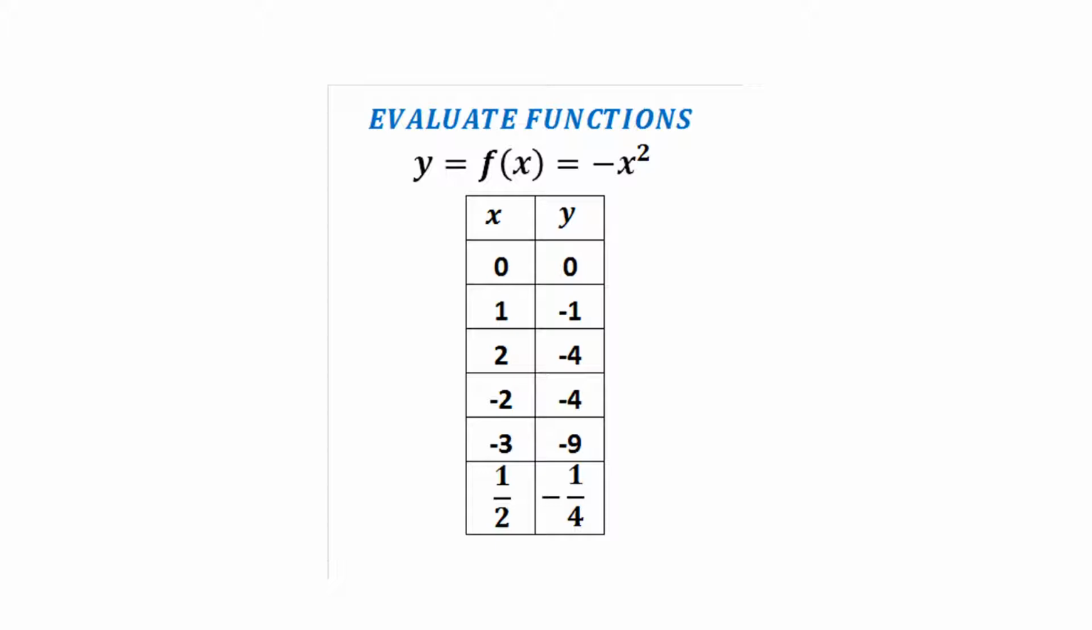Minus 4. Put in negative 2 for x. Negative 2 squared is 4. Minus 4 is our answer. Put in negative 3.